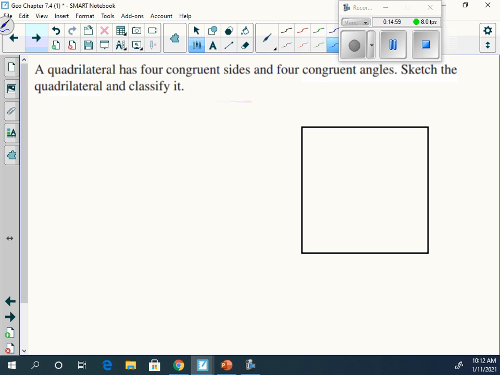The last thing we're going to do is classify. A quadrilateral has 4 congruent sides. Okay, well, that means all 4 sides are going to be congruent, and 4 congruent angles. Okay. Sketch it, so we did. I sketched it here. Now we need to classify this here by its name.